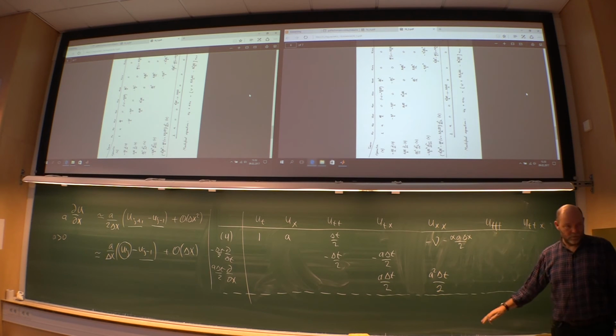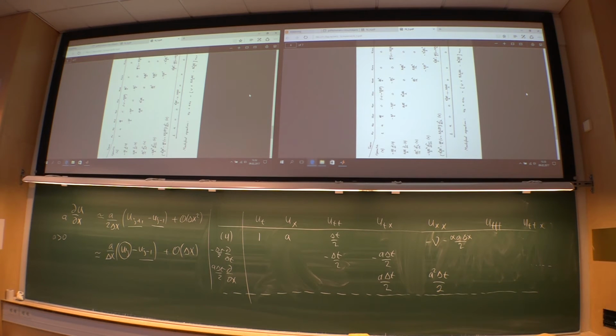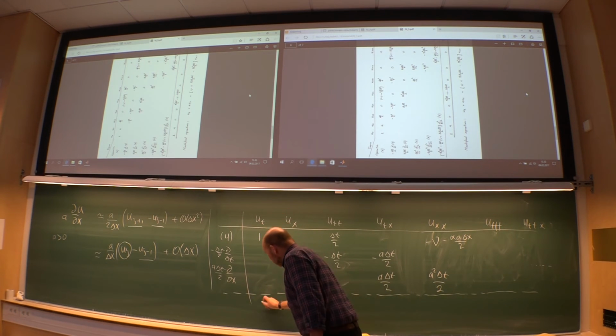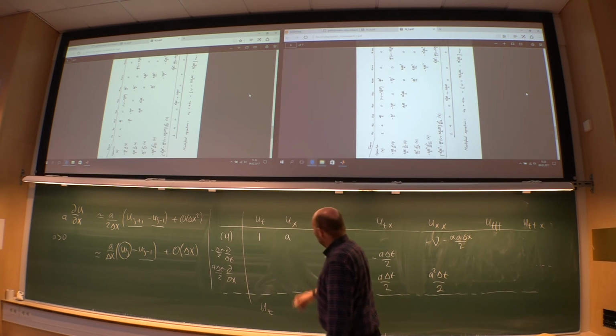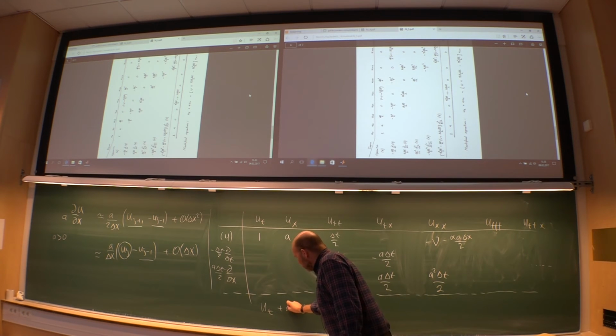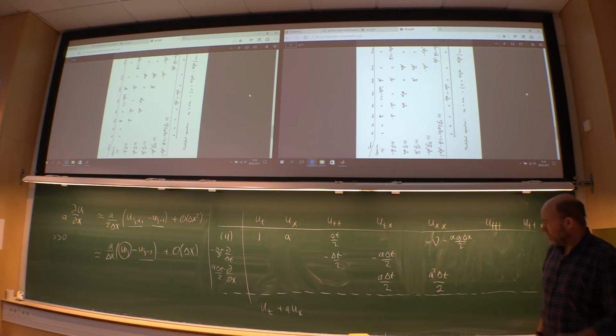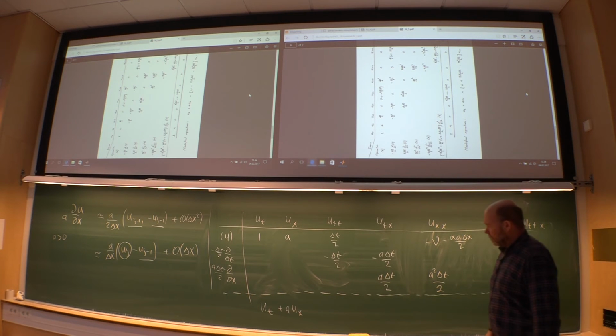Add everything together. What do you get? You will have ut. You have a times ux, which is very nice. And then actually, well, we can keep it as it is. That's okay.